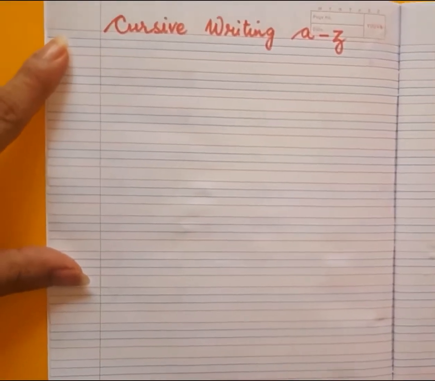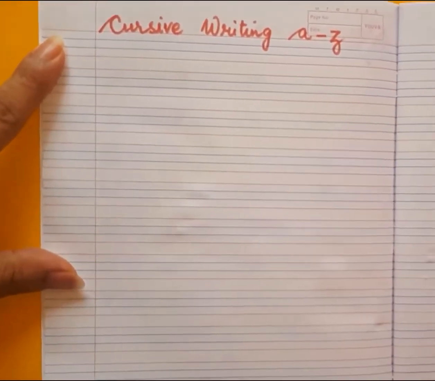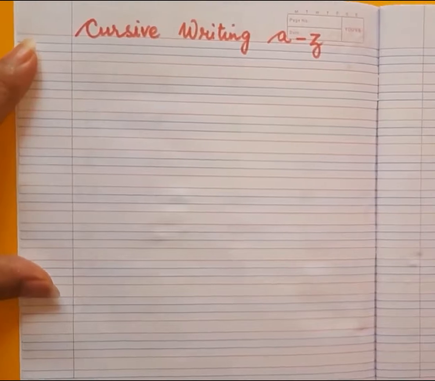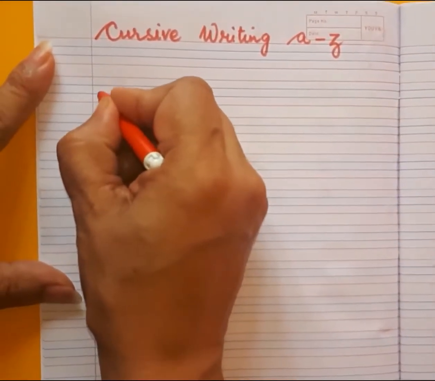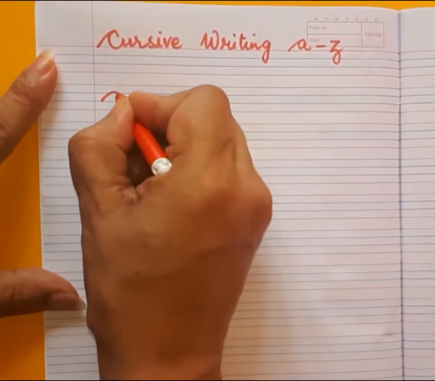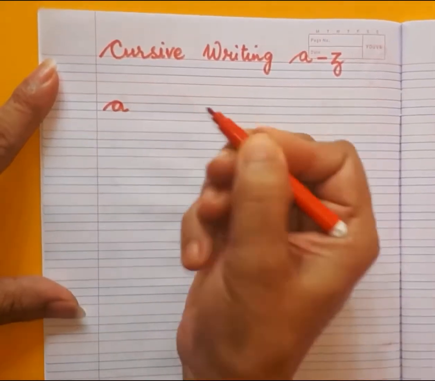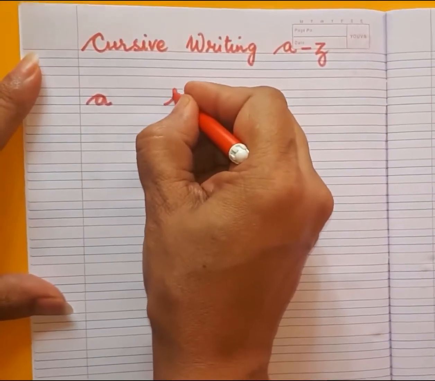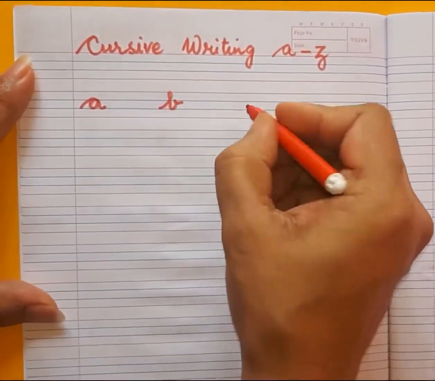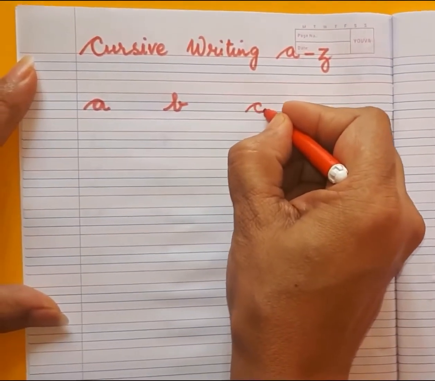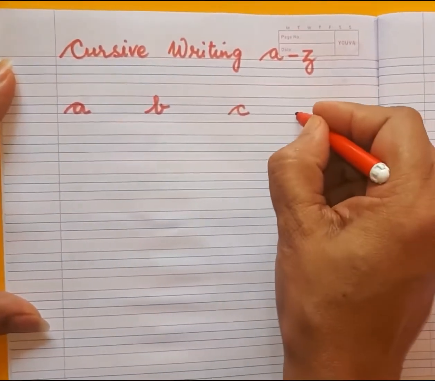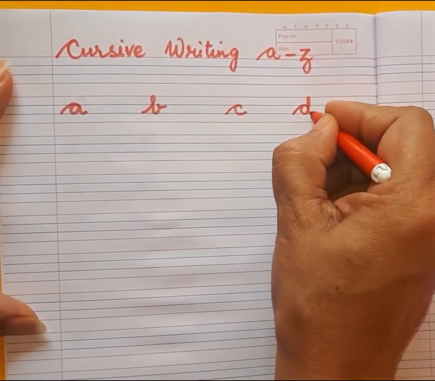Today we are going to learn cursive writing letters of the alphabet A to Z. So how do we write A? This way and then come down. This is A. How to write B? We go this way. This is B. Now C. This is the base word. And this one, this is D.